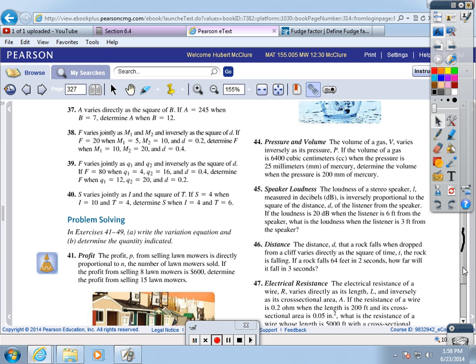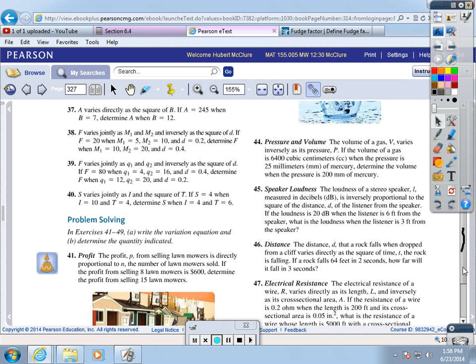So let's do 40. S varies jointly as I. No, that's not what I want to do. Hold on. We're going to have to do this one. One of these. Okay. F varies jointly.